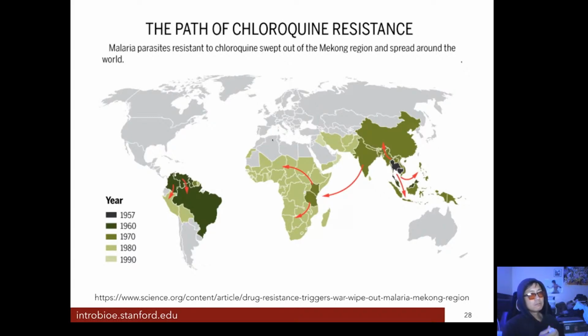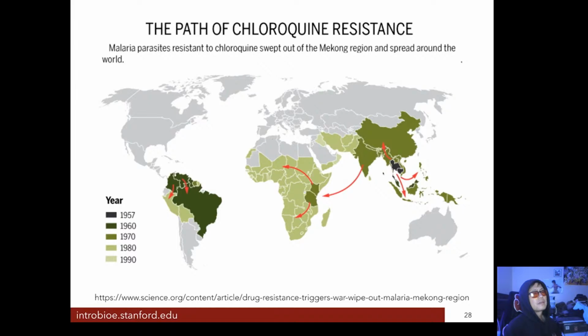we start to see a rise in chloroquine-resistant malaria. And so this is a problem. If chloroquine is your method of choice for curing malaria, and chloroquine doesn't work on an increasingly large fraction of the parasites that cause malaria, then you need to find a new treatment.